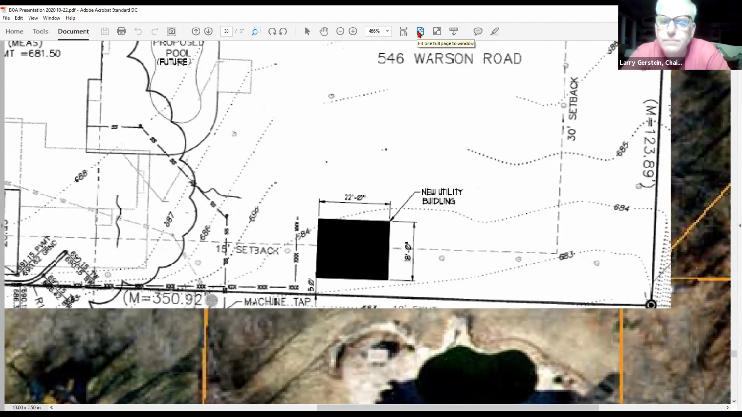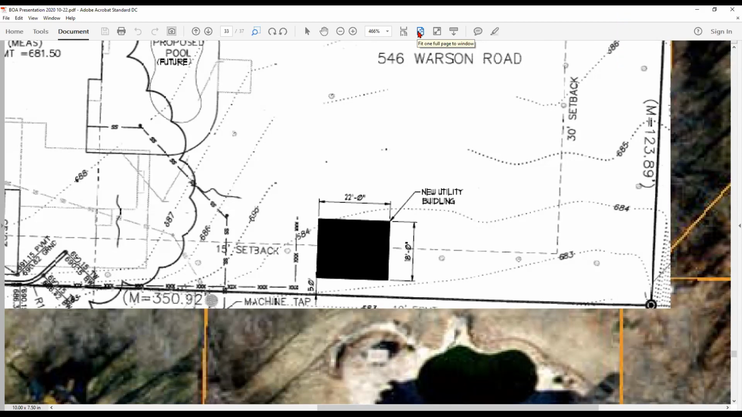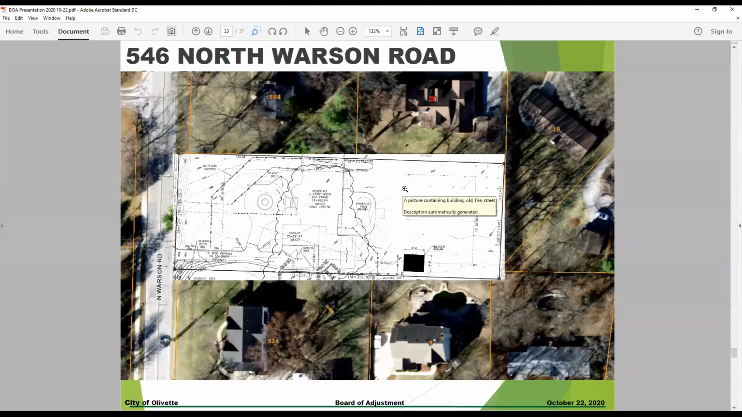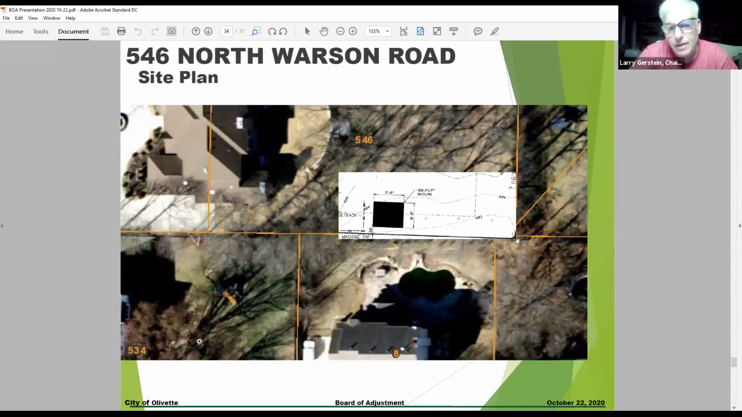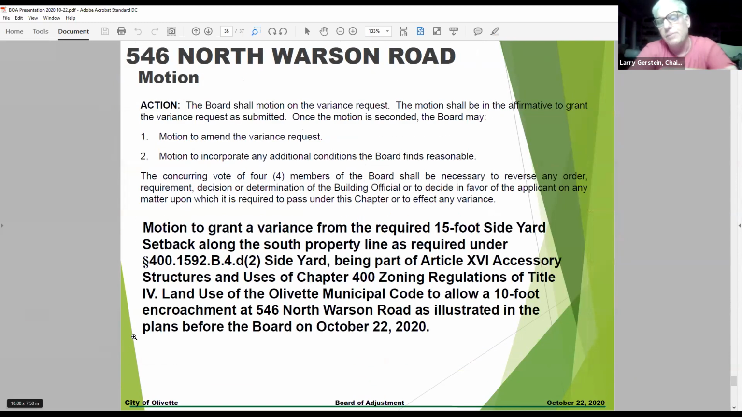Right. Is this a hardship? It's not a hardship. It's not irregular. I don't see what we would have grounds to grant this for. Okay, right. I think we've done it. So we need a motion. Somebody needs to make a motion that we grant the variance. We can make it that simple.